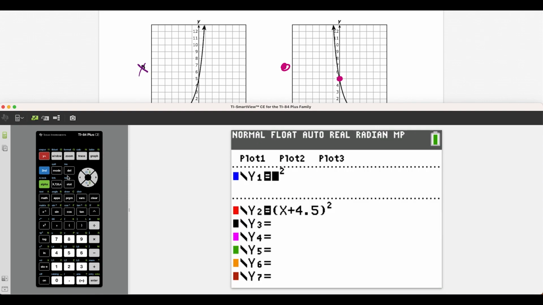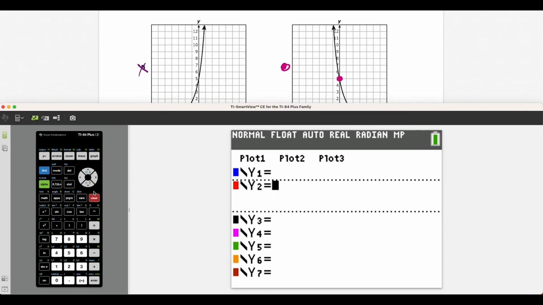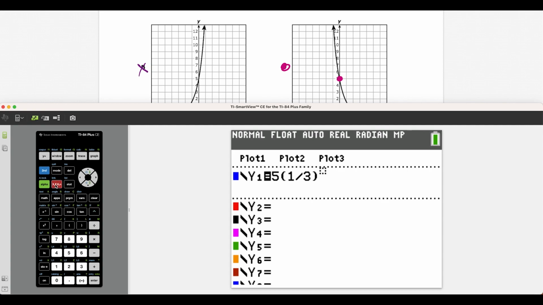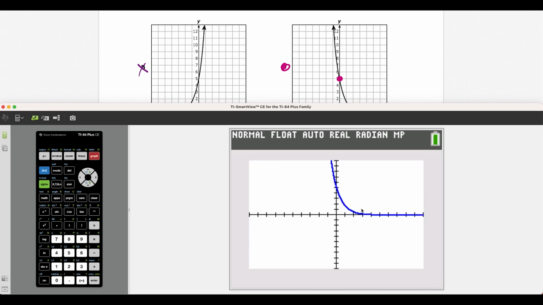But if we want to be really safe, once again, if you're allowed a calculator, there's no shame in using it here. If we type in 5 times and we have 1/3 in parentheses, which I'll write like this, and then to the power x, and we press graph, notice that our graph matches what we have here. The y-intercept is clearly at the point (0, 5). So our answer choice is definitely correct.